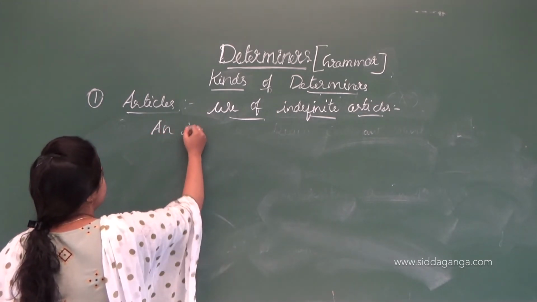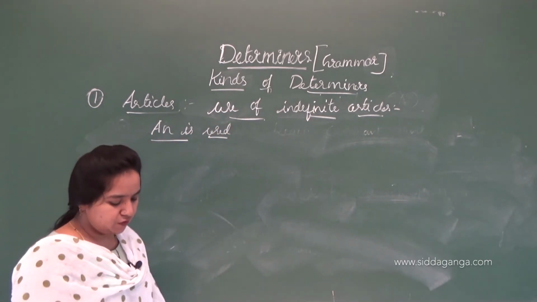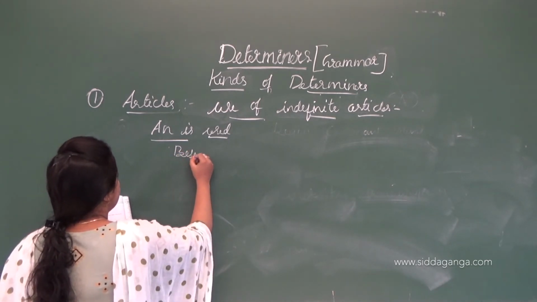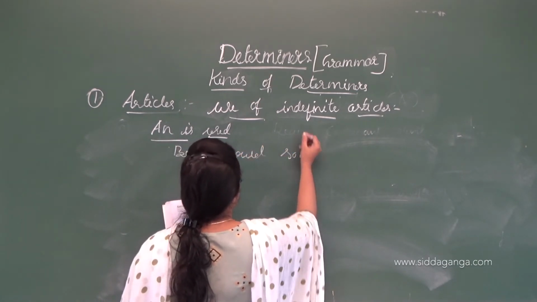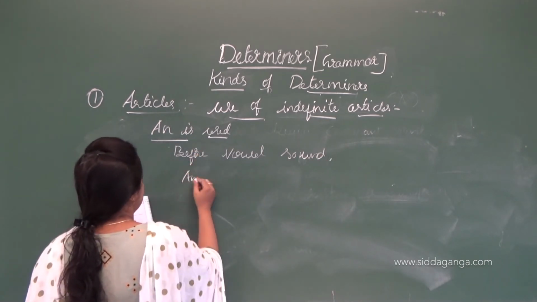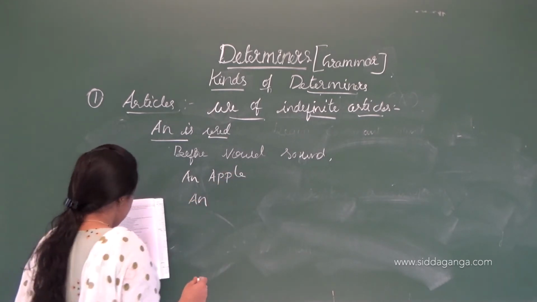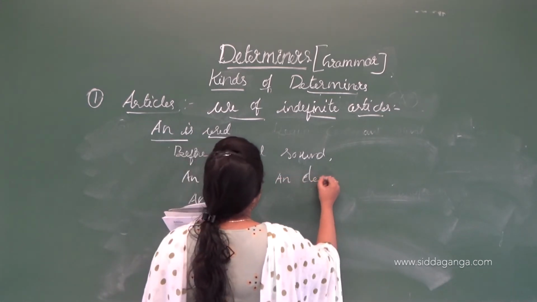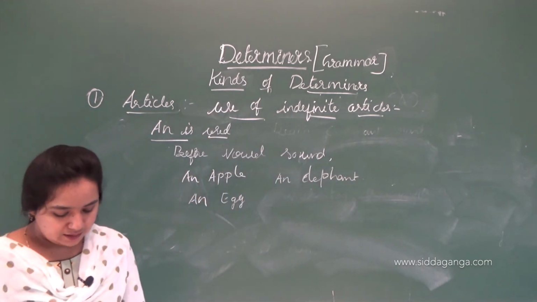An is used where we are using "an" here, before a vowel sound. For example, an apple, an egg, an elephant. You all know this, you are all familiar with this. Okay, then let's see the next.